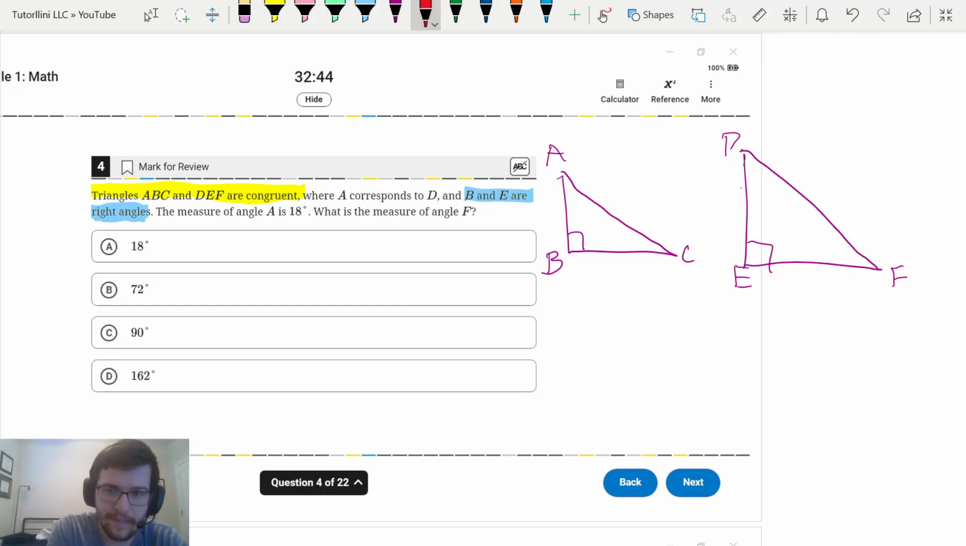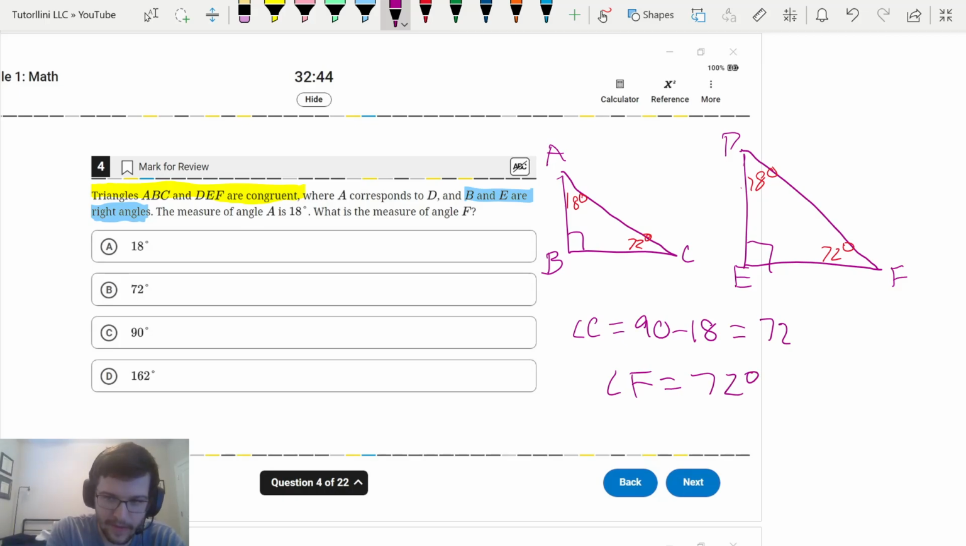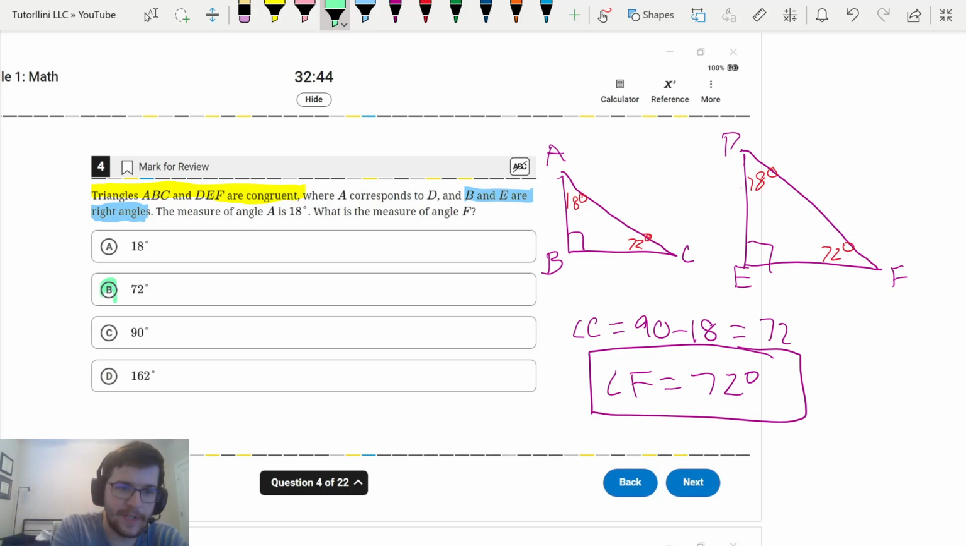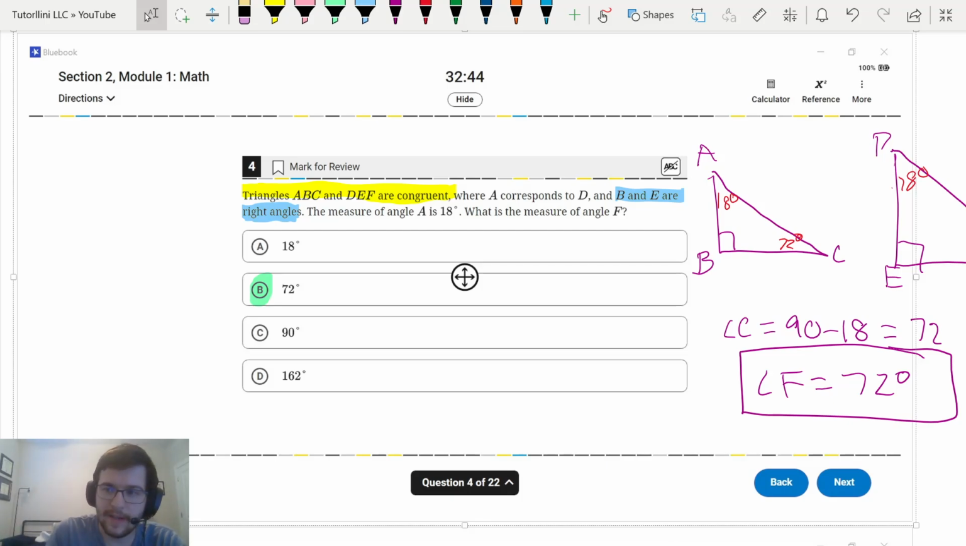And it says A is 18. So angle D corresponds to A. So D is equal to A, so we can put 18. And then the two acute angles in a right triangle add up to 90. So we can really quickly do 90 minus 18 to get angle C. So 90 minus 18. Do that on a calculator and we get 72. So if this is 72, then F is also 72 because they correspond. So angle F is equal to 72 degrees. So we found all the angles in both triangles. And we found that F is 72 degrees. And that is the answer to number 4, B.